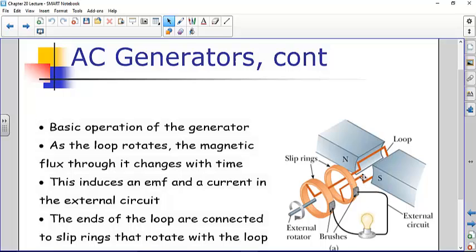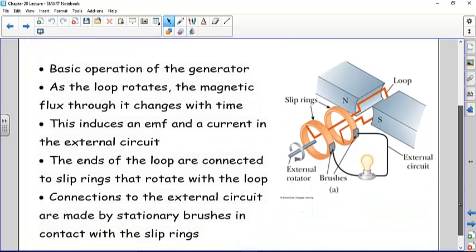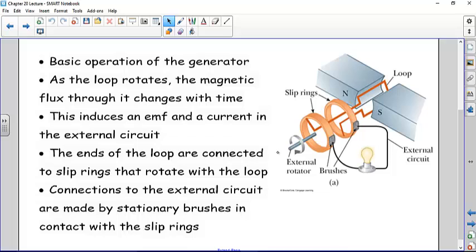So this is the external circuit. You have the loops connected through these rings to the brushes. That transfers the current through some external circuit, which they're showing as being a light bulb in this case. And so it says the ends of the loop are connected to the slip rings, that rotate with the loop, and then the slip rings are connected through brushes.